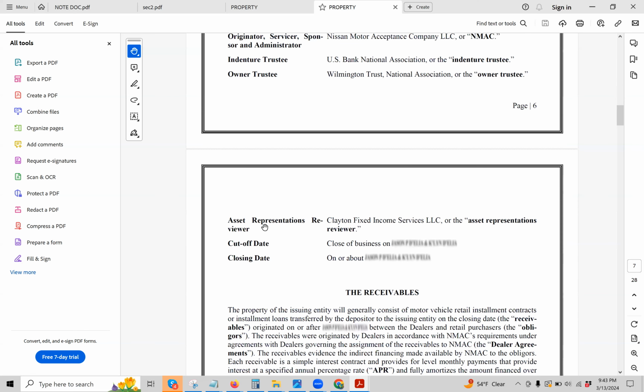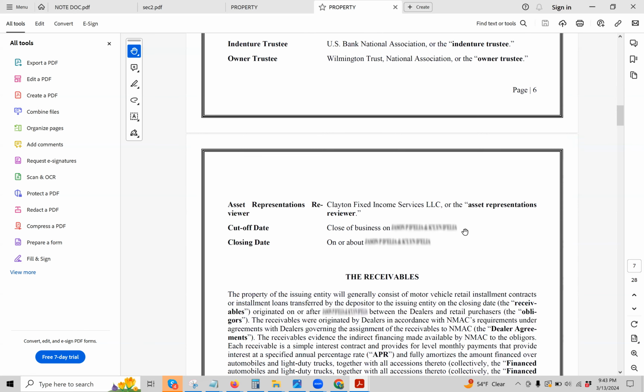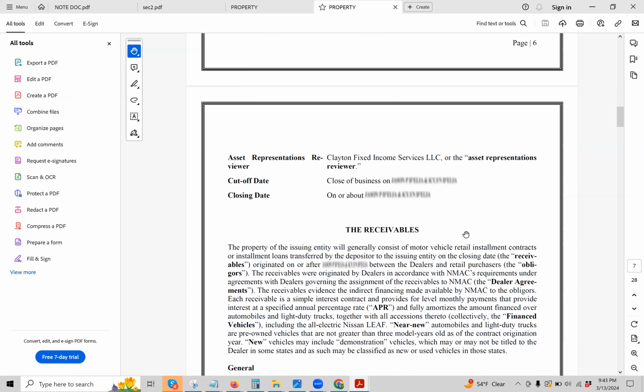And this is showing also the asset representations, the cutoff and the closing date. One of the things you will note, and this is important, is that typically, for example with mortgages, there is usually a 90-day window, okay? These will be outlined in the prospectus, so there could be variations.